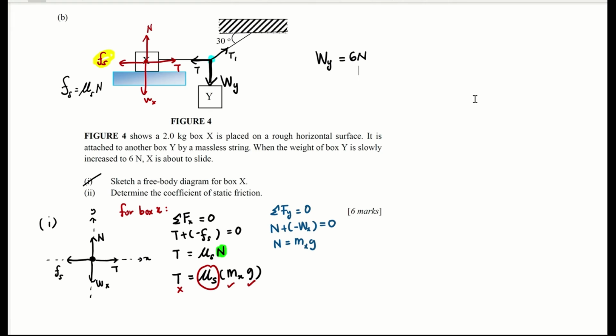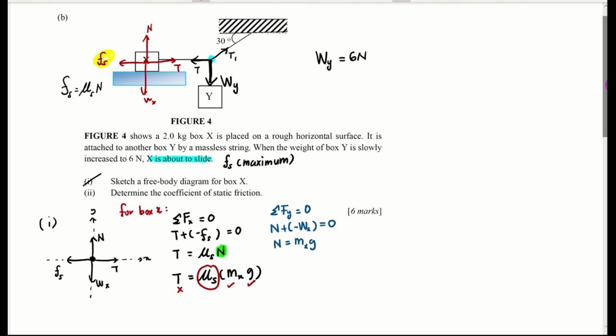Okay, ada ayat dia tadi. Okay, X is about to slide. Okay, means that at this point, when X is about to slide, the static frictional force is maximum. Okay, that's why kita gunalah WY is equal to 6 Newton. So, kita nak dapatkan tension, kita gunakan maklumat dekat sini. Okay, in order to calculate tension.